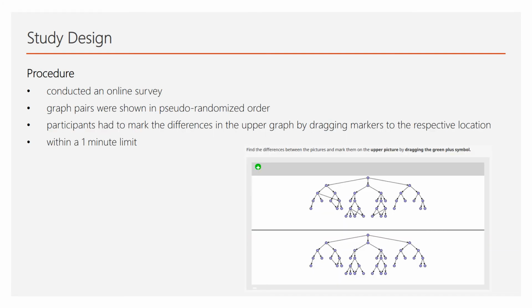These graph pairs were then used in an online survey where the graph pairs were shown in pseudo-randomized order. The modified graph was shown on the top and the original base graph at the bottom. Participants were then tasked to mark the differences in the upper graph by dragging markers to the respective locations. For each graph pair, a 1-minute time limit was imposed. In total, we collected data from 40 participants on which the following results are based.